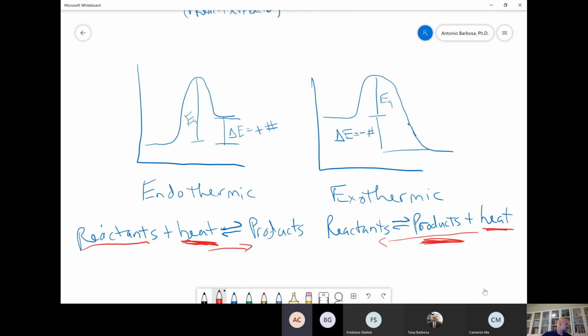Waiting for it. He tried talking, but his microphone doesn't work. He said, "What do we need to know about the rate determining steps?" What do you need to know about the rate determining steps?